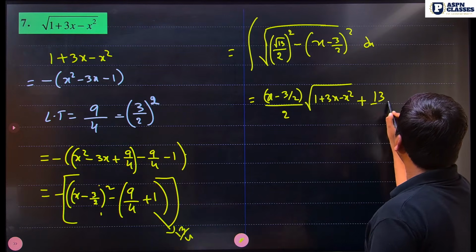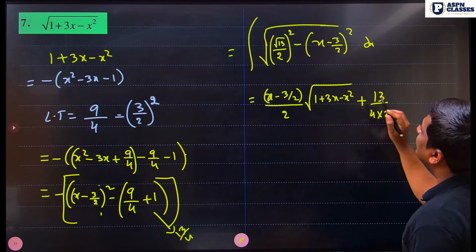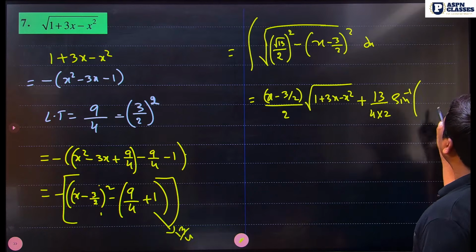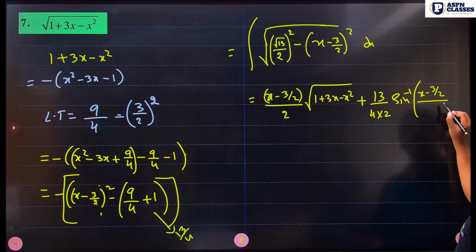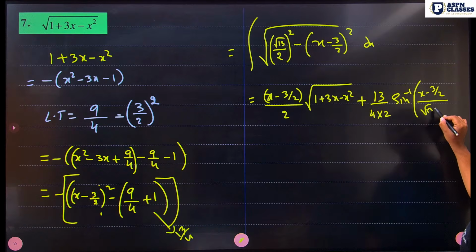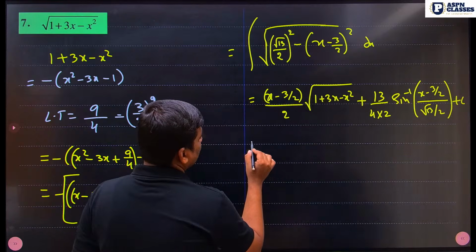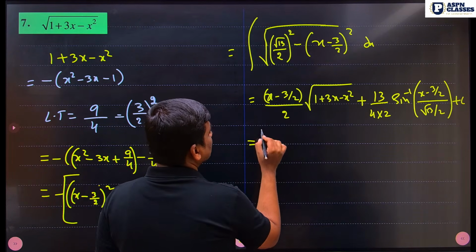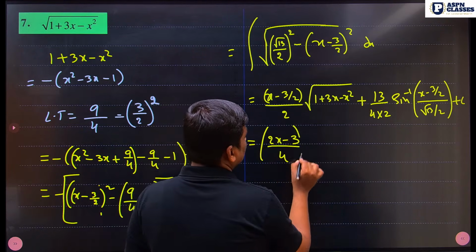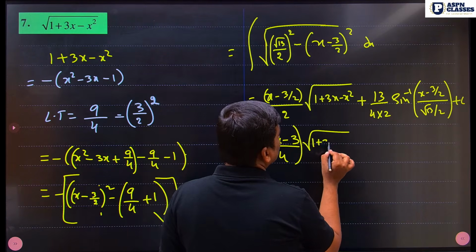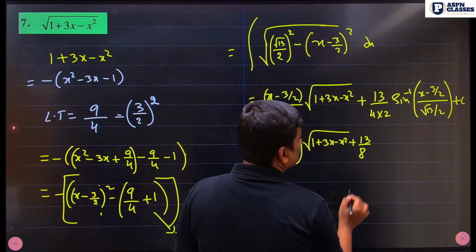I'm going to write here 13 divided by 4, and already there is one formula: a square divided by 2. So I write here, and then sine inverse of x by a. What is the x here? X minus 3 by 2 divided by a, which is root 13 divided by 2. This is only a plus c. Now a small simplification: I'm going to take 2 LCM. The answer here is 2x minus 3, and this 2 multiplied gives 4 over, and here write the question as it is, and then plus 4 into 2 is 8, so 13 by 8.